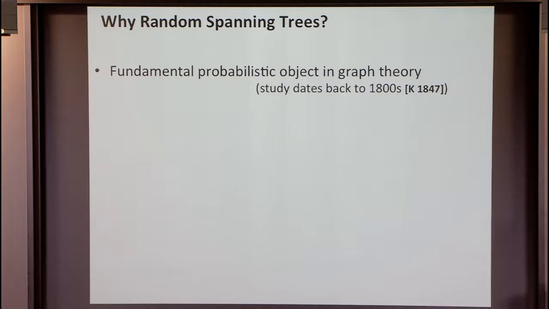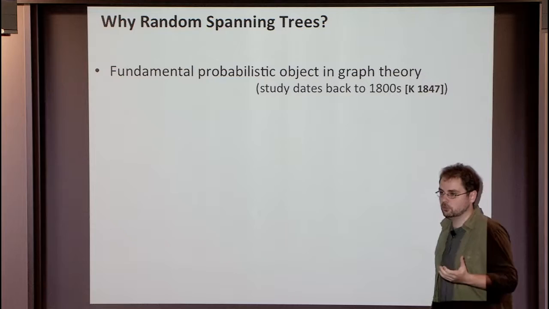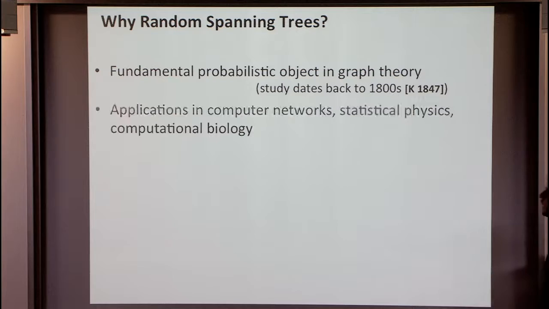Okay, it's studied, it dates back quite a while to the works of Kirchhoff, and essentially there is a whole book, a very beautiful book by Lyons and Peres, which in large part is about probability. It's called Probability on Trees, and in large part just deals with the notion of trees in graphs, and there are some beautiful connections. But also, sampling of trees has some applications.